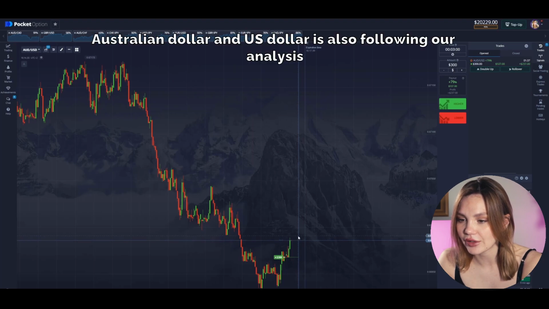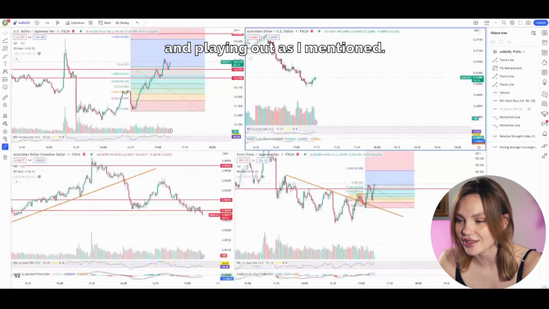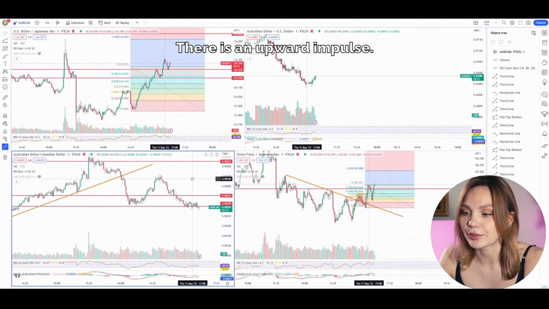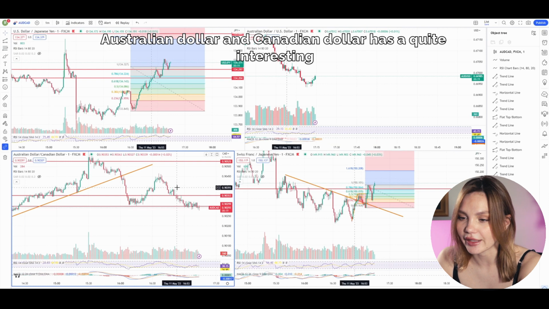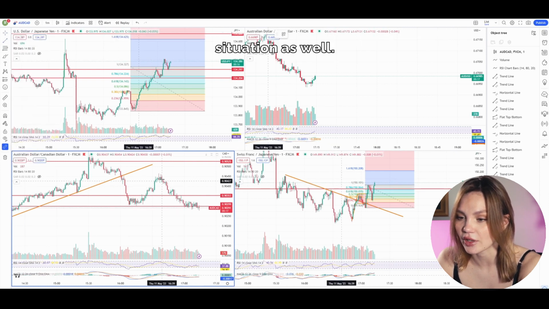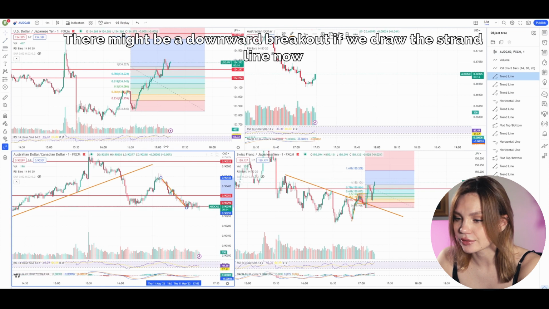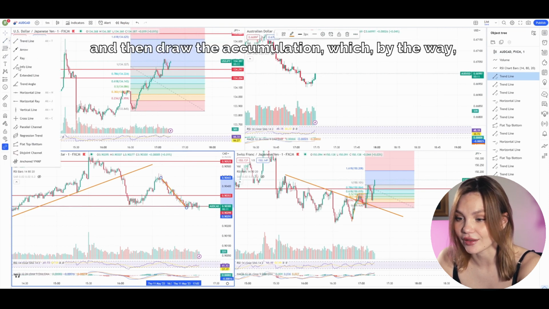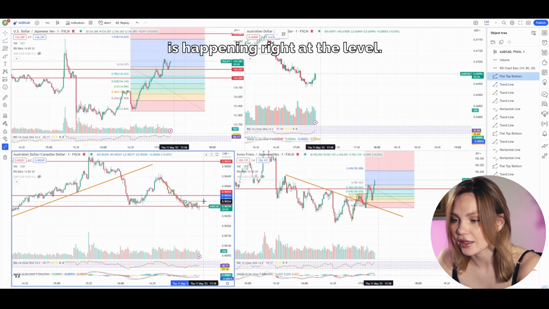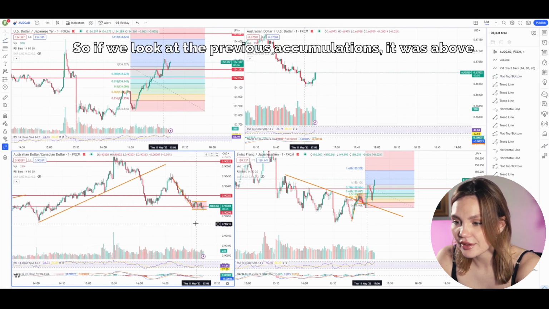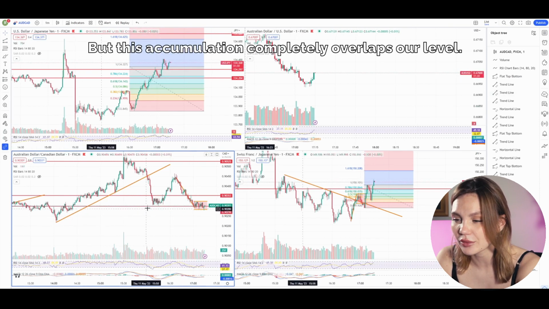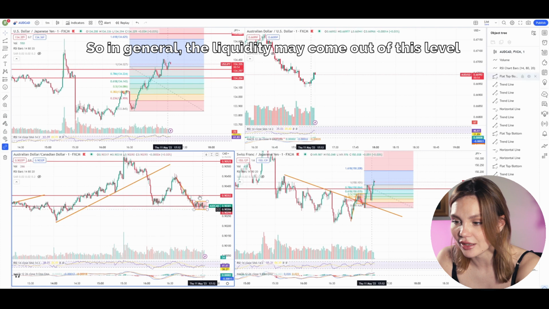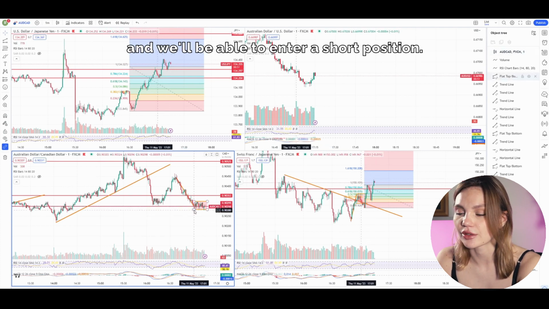Australian dollar and US dollar is also following our analysis and playing out as I mentioned. There is an upward impulse. So we just have to wait for the end of this trade. Australian dollar and Canadian dollar has a quite interesting situation as well. There might be a downward breakout if we draw this trend line now and then draw the accumulation, which by the way is happening right at the level. So if we look at the previous accumulations, it was above the support level and quite normal above the level. But this accumulation completely overlaps our level. So in general, the liquidity may come out of this level and we'll be able to enter a short position.